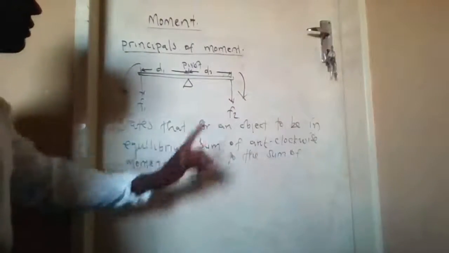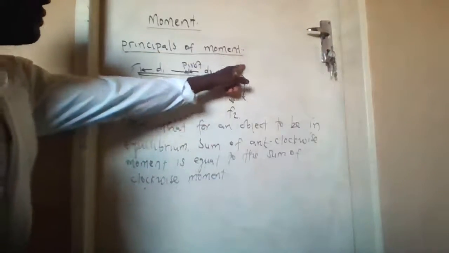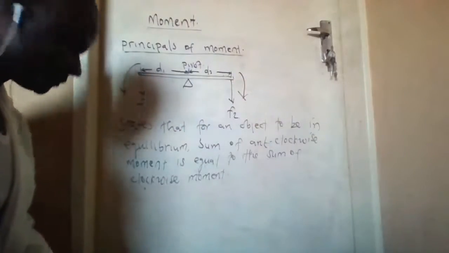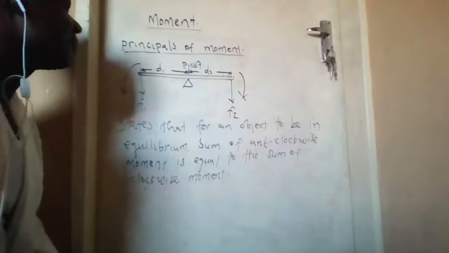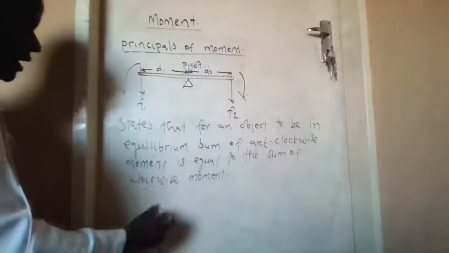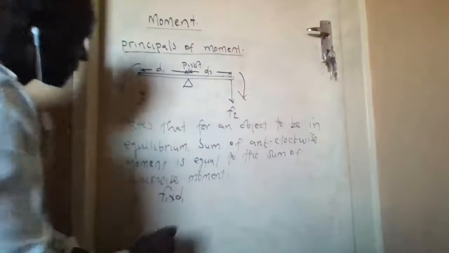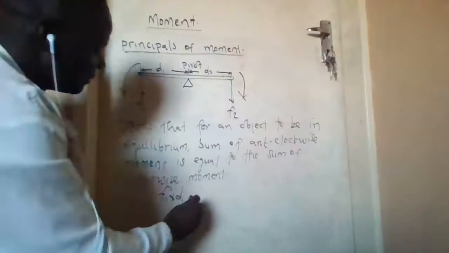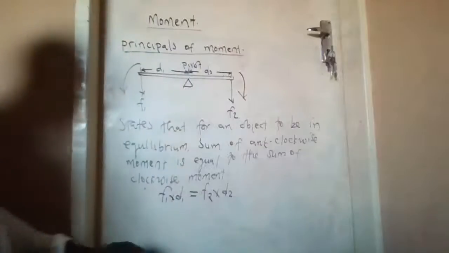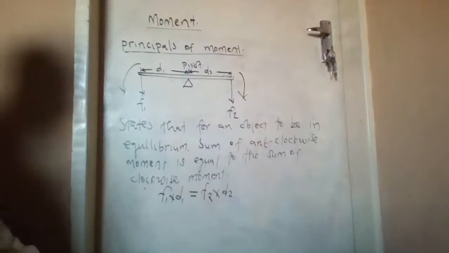It states that for an object to be in equilibrium, or for it to balance, the sum of the anti-clockwise moments is the same as the sum of the clockwise moments. From here, what can we say? The anti-clockwise moment, the one on the left, is found by F1 times distance 1. F1 times distance 1 must be the same as F2 times distance 2. That is what you can derive from the principle of moments.